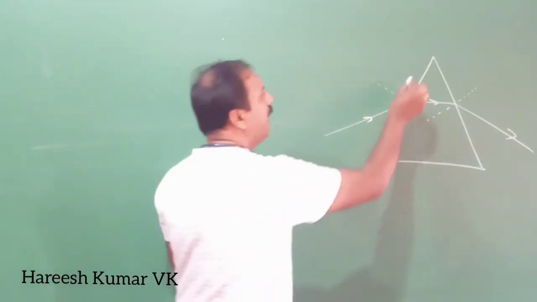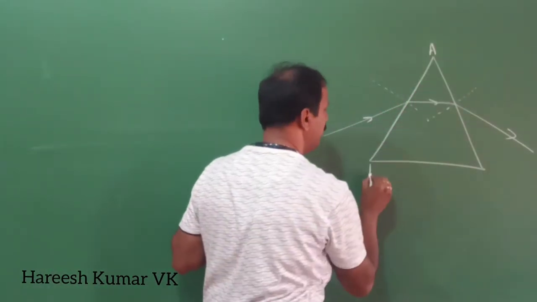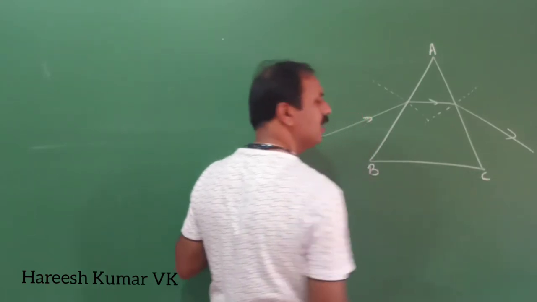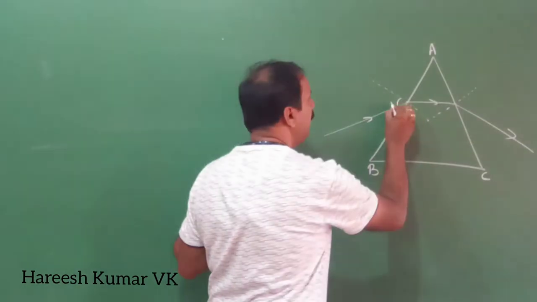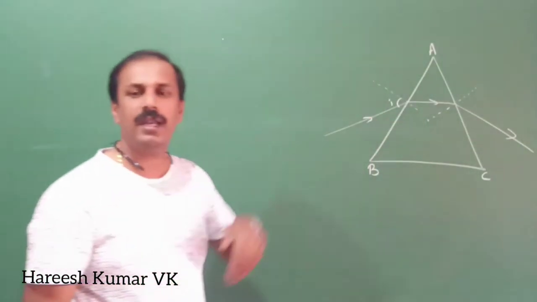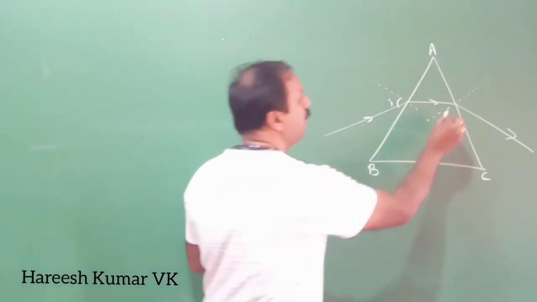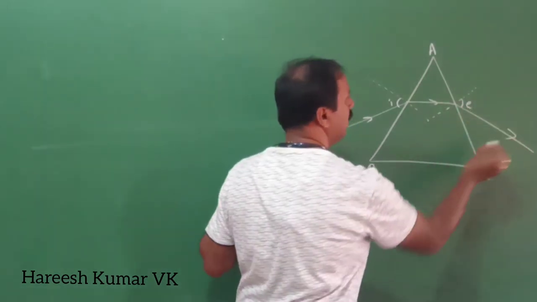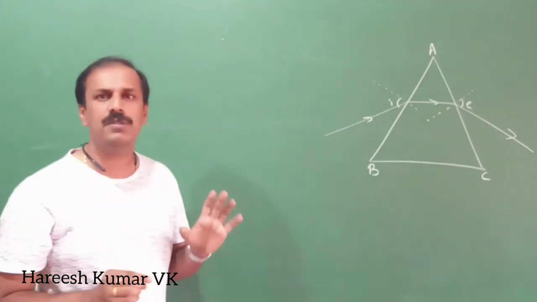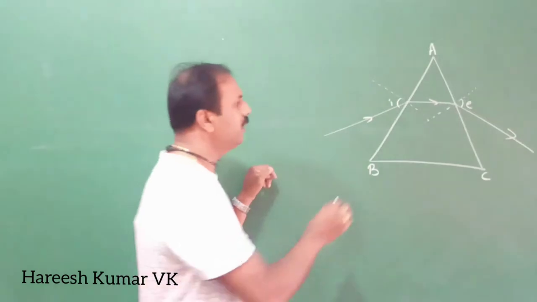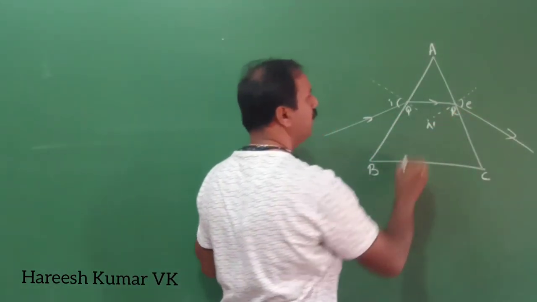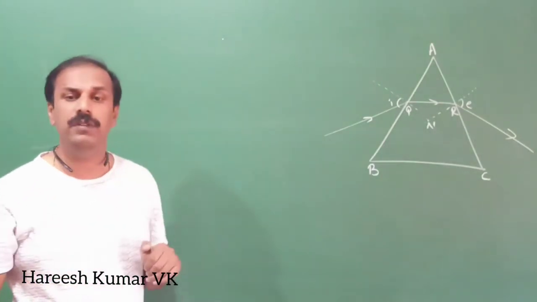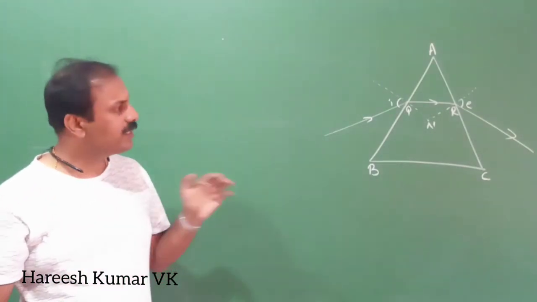Let this angle of prism be A. We can take this triangle ABC as the prism, and this is the angle of incidence I. This is the angle of emergence E. This is the same marking as what you studied in 10th standard. Then we can take the points Q, N, R, and the actual deviation, if you want to take it. What is the actual deviation?